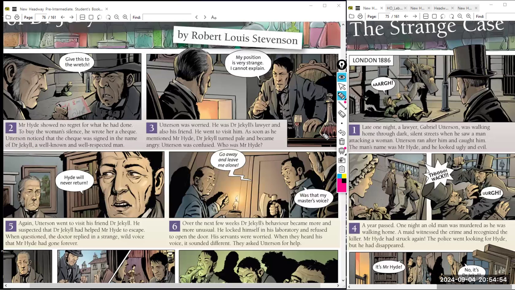We said angry because the check was in his name. Exactly, thank you. And why was Utterson really confused? Because he was Mr. Hyde. Who was Mr. Hyde? And how could they check in the name of Dr. Jekyll? Okay?